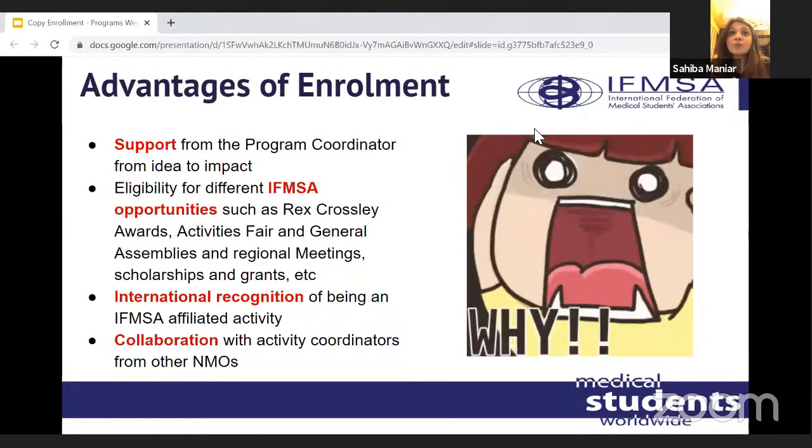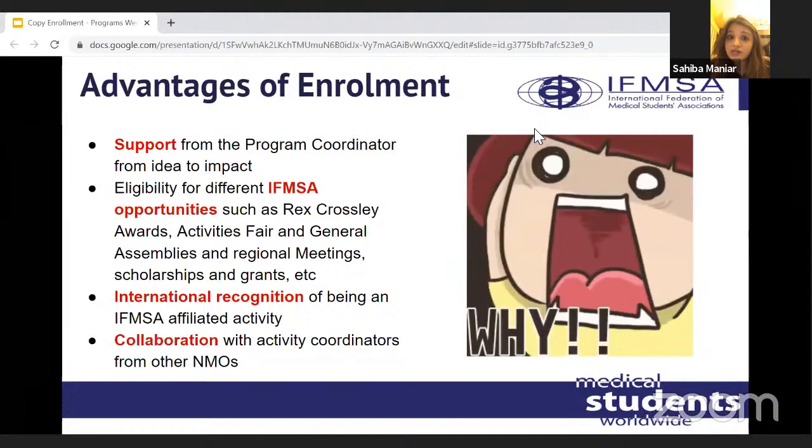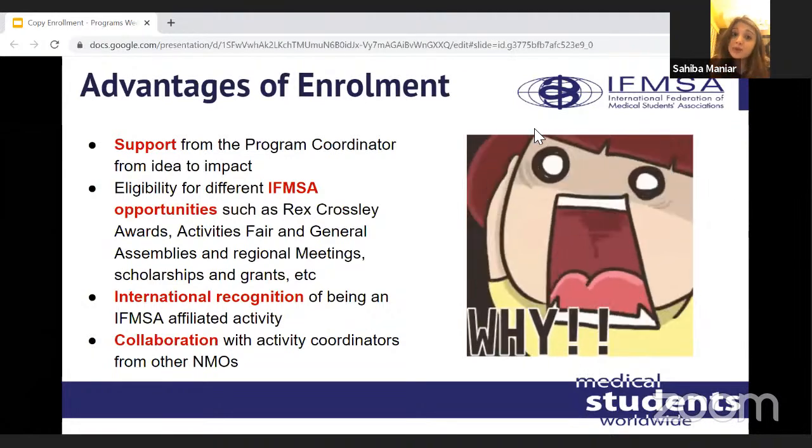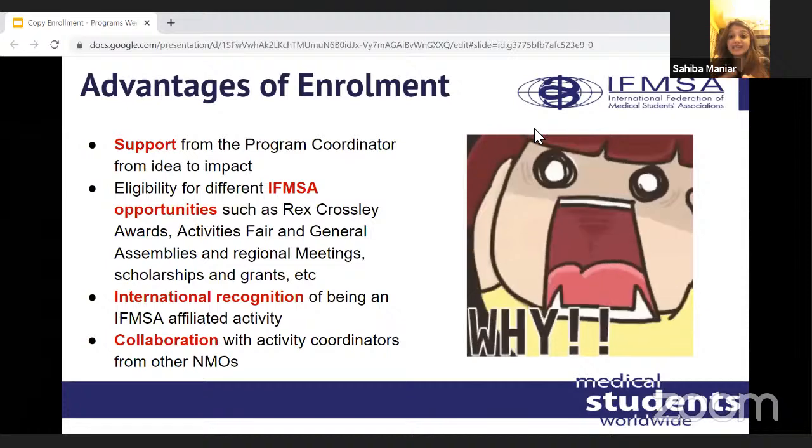A lot of times, program coordinators also enhance the skills of activity coordinators by conducting webinars for the volunteers or by capacitating them in their way. And they also help you with the whole enrollment procedure. Next, you are eligible for a lot of IFMSA opportunities.